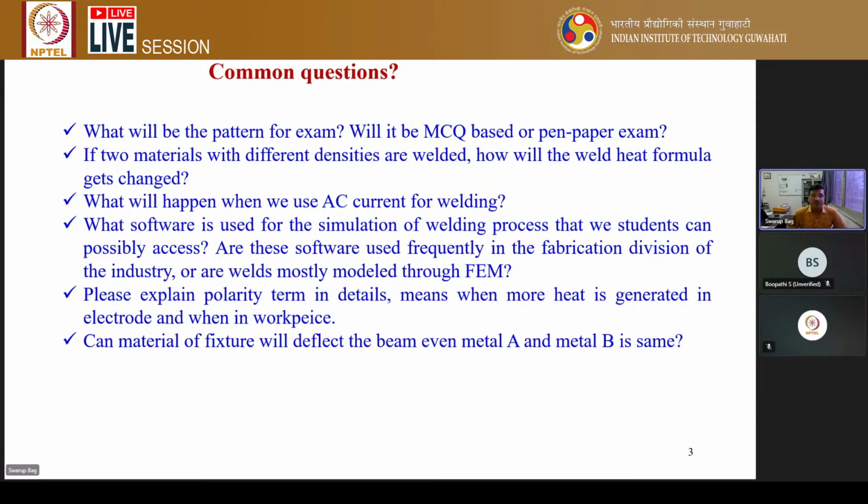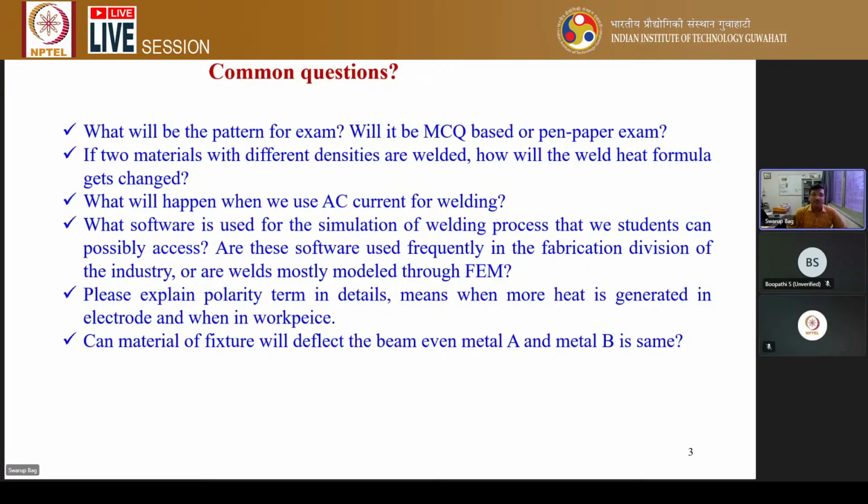Then, what software is used for the simulation of the welding process? I think industry also asks whether this software can be used in industry as well. I say yes, because we are using finite element based software. In that case, you can utilize the Abaqus software, you can utilize the COMSOL software, and even you can use SYSWELD, which is specifically dedicated to welding problems. But Abaqus and COMSOL are more common. They are finite element based software.